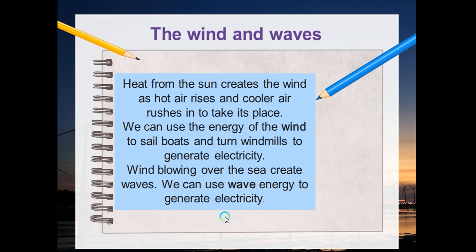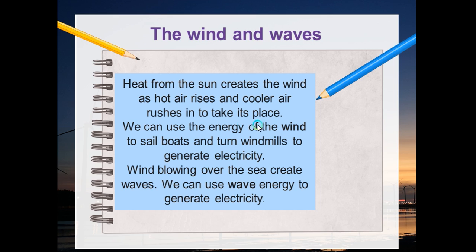Now let's go to the next outline. The wind and waves. Heat from the sun creates wind as hot air rises and cooler air rushes in to take its place. So we can use the energy of the wind to sail boats and turn windmills to generate electricity.